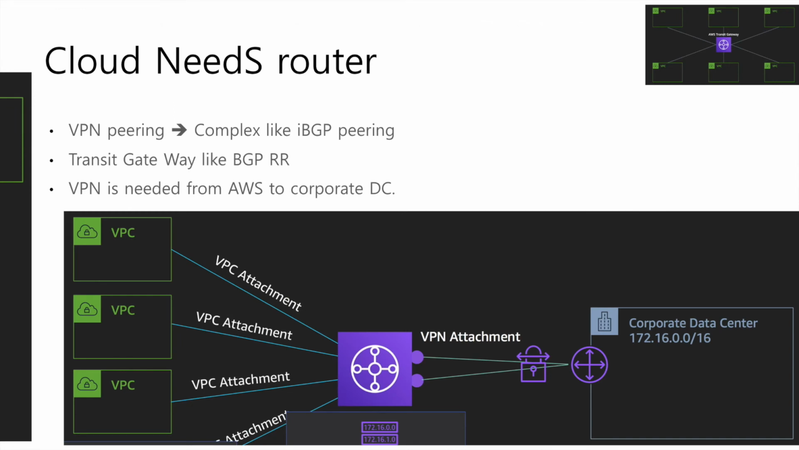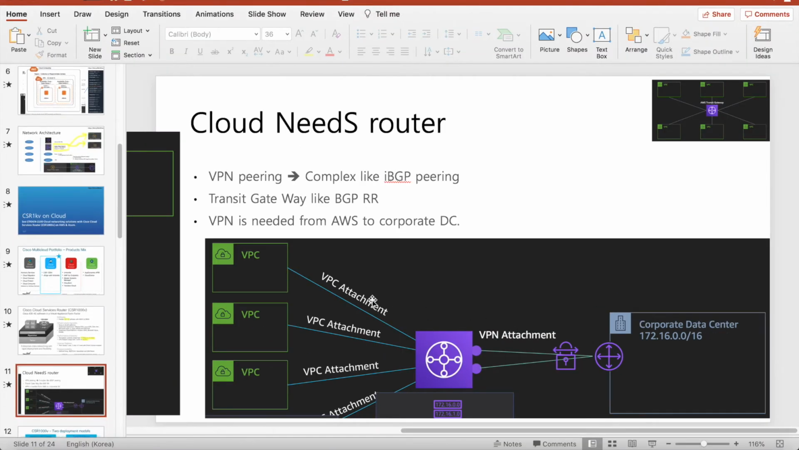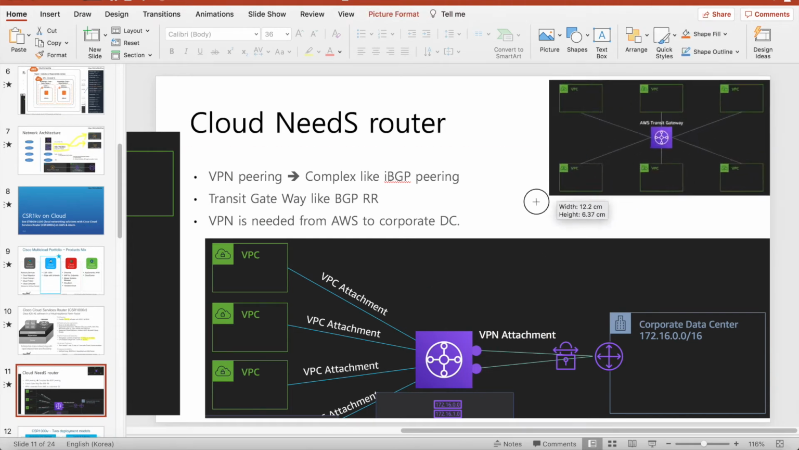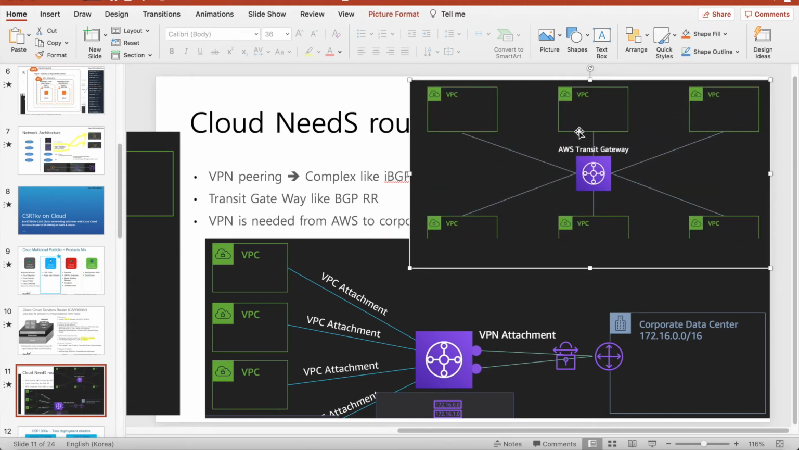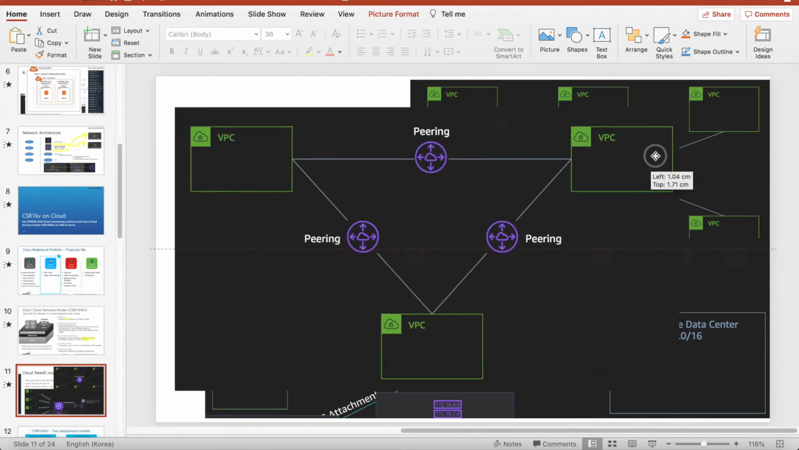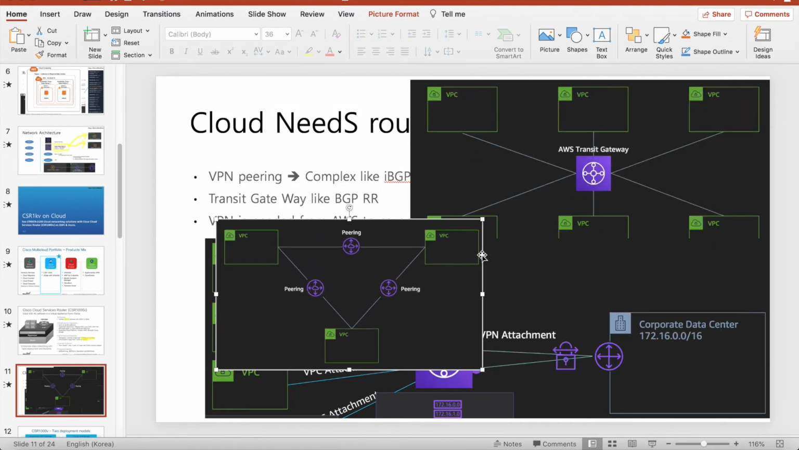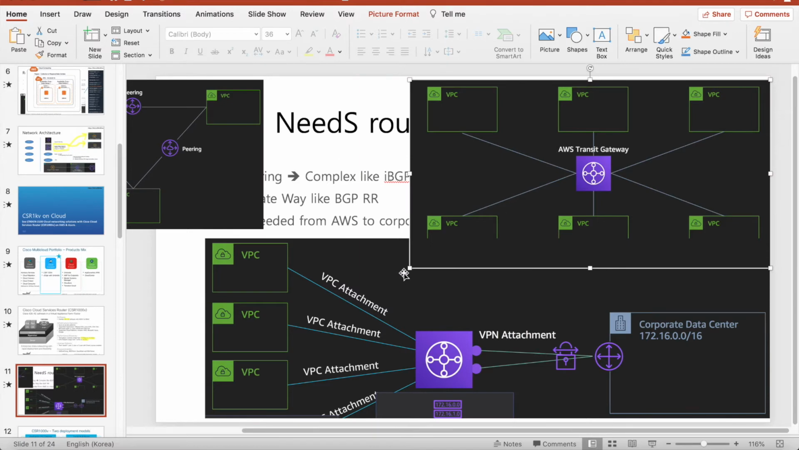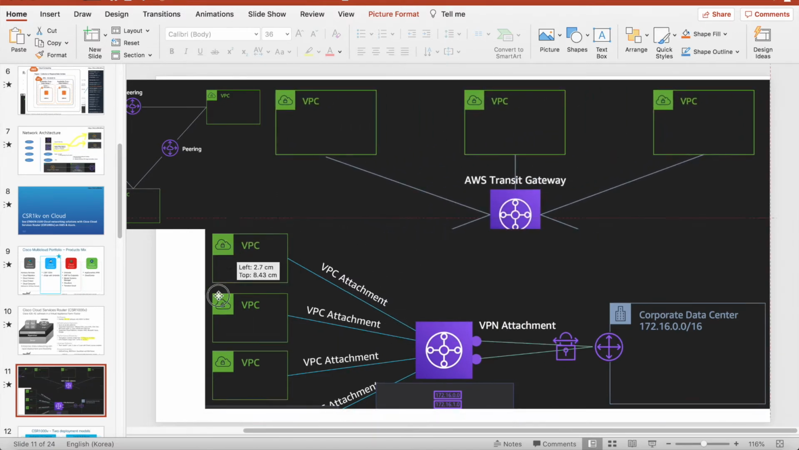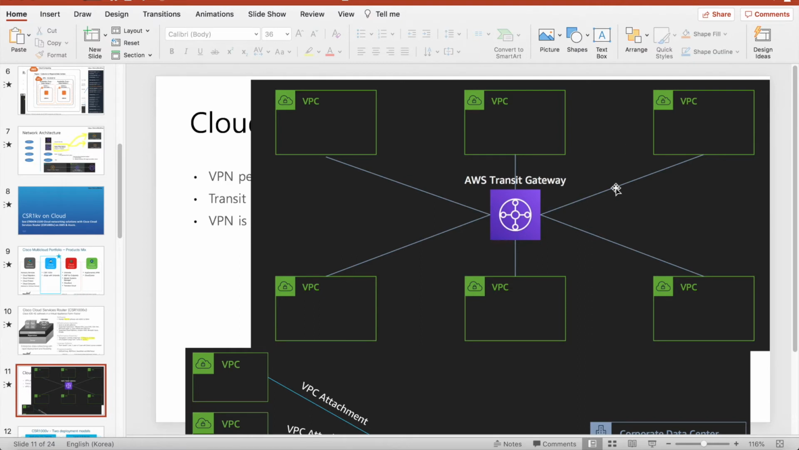And the cloud needs a router. I will show you. A company can have many VPCs, and if you have many VPCs, you have to make peering between them, like iBGP, internal BGP. If you have many VPCs, it's very complex. So, like a BGP RR, there is the transit gateway. The transit gateway routes the traffic between the VPCs.